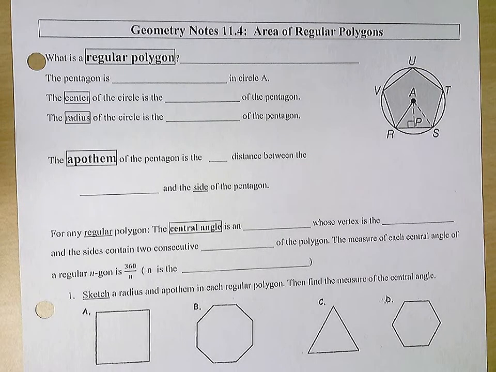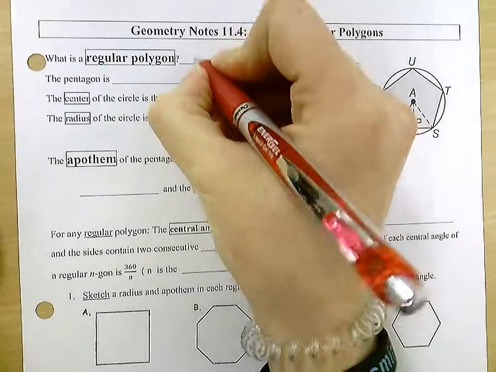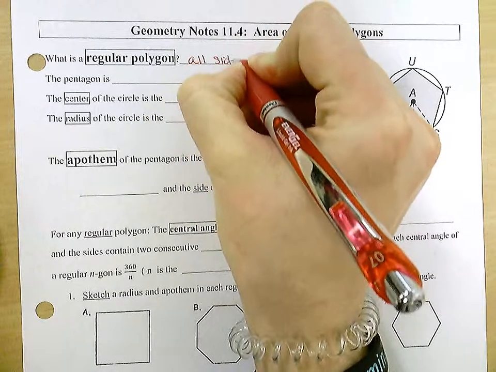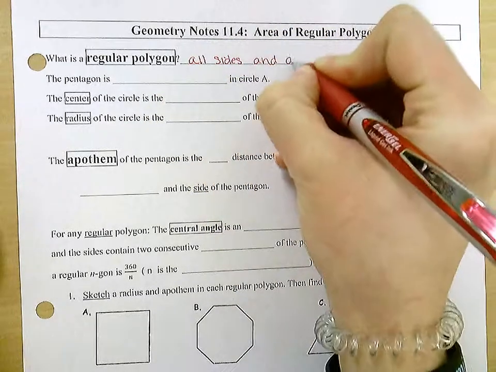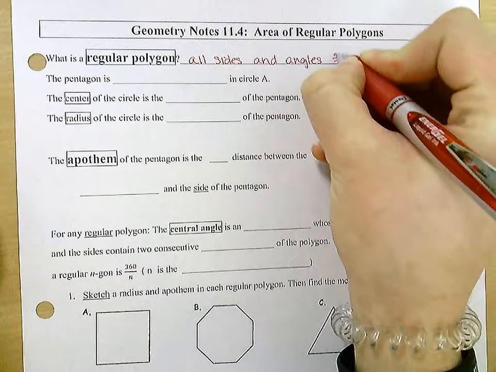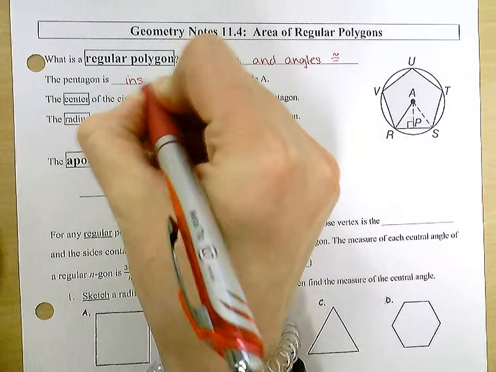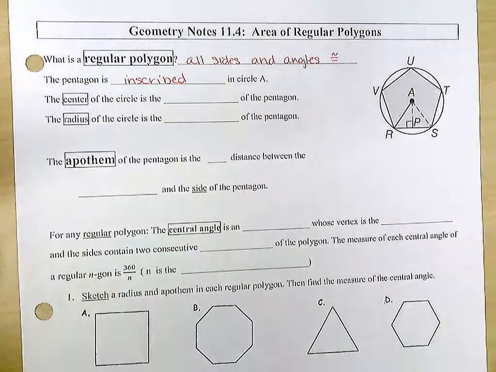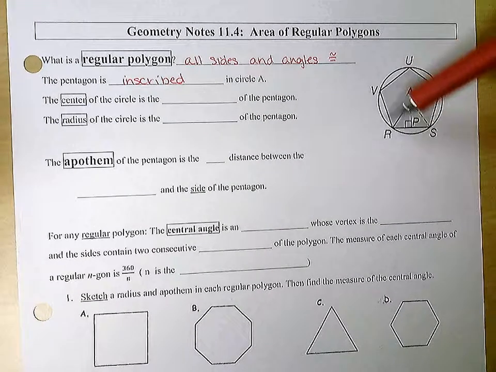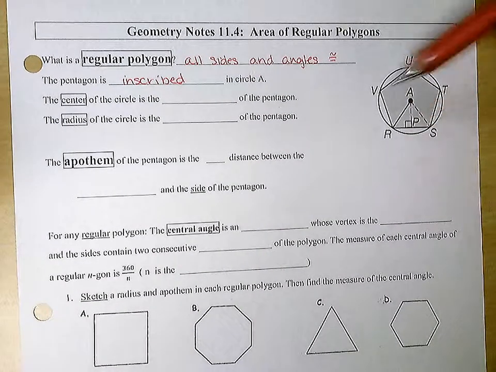Okay, so as a refresher, a regular polygon is when all your sides and angles are congruent. So in your figure, all your sides are congruent to each other and all your angles are congruent to each other. Okay, so the pentagon at the right is inscribed in circle A. So circle A is around the outside of that pentagon.